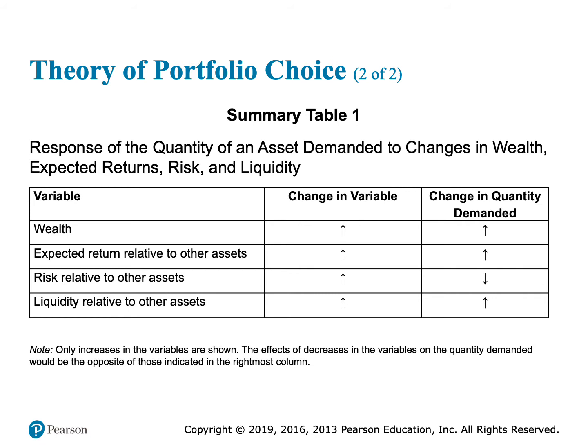So here we've just got a summary table. This is the expected response of bond demand to changes in these characteristics. Wealth increases, you see an increase in demand. Expected return relative to other assets increases, we see an increase in the quantity demanded, right? Risk relative to other assets goes up, well, we're going to be reducing our demand for this particular asset. Liquidity relative to other assets increases, the asset's more attractive, and bond demand increases.